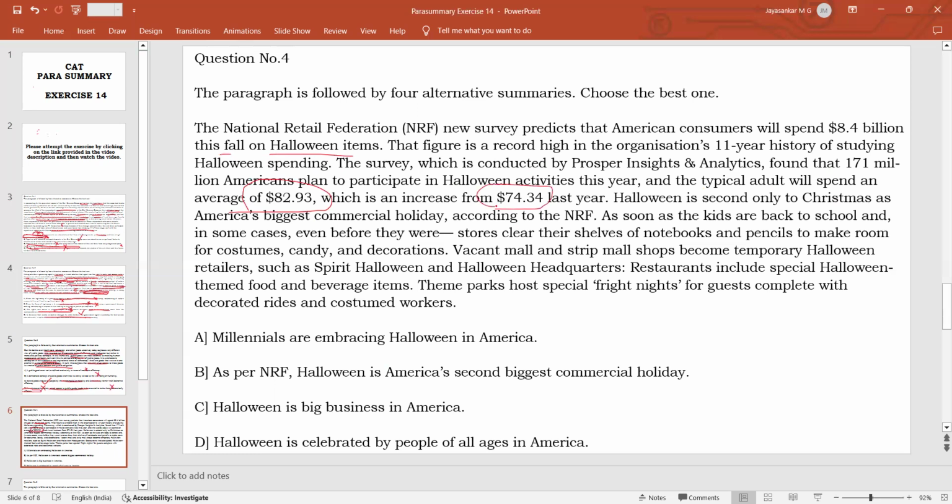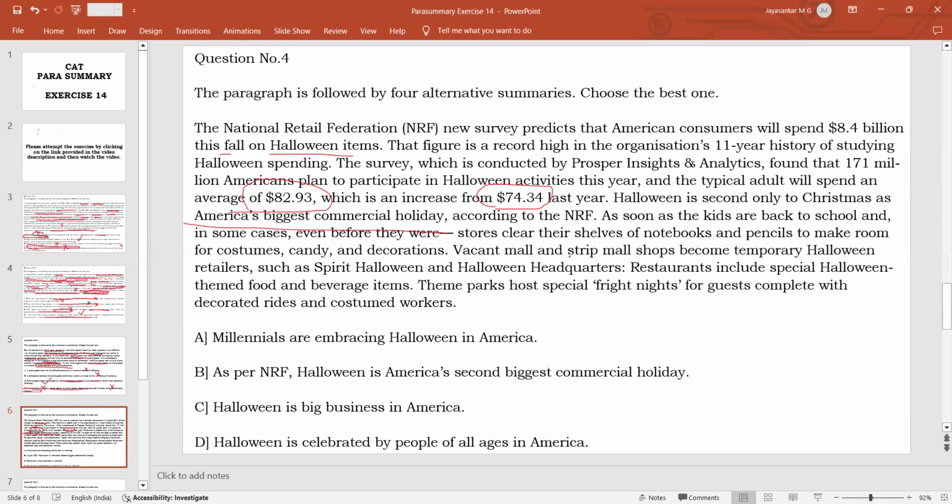So last year the spending was $74.34 billion, and it is the second celebration in terms of commercial spending. So this is the second biggest commercial holiday. As soon as the kids are back to school, normally in August when schools open in the USA, all the departmental stores clear the shelves of school notebooks, pencils, and related items, and then they decorate the showroom shelves with candy, costumes, decorations, etc.